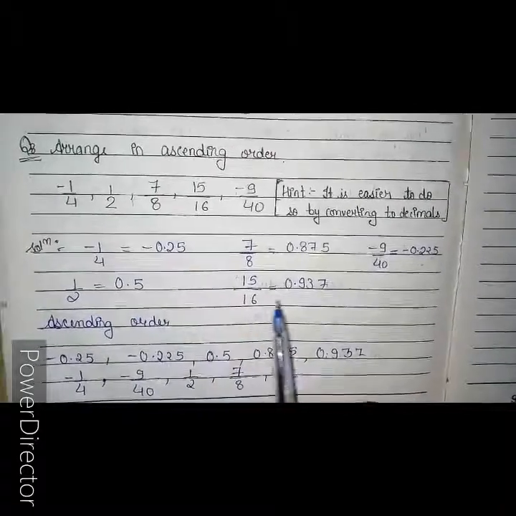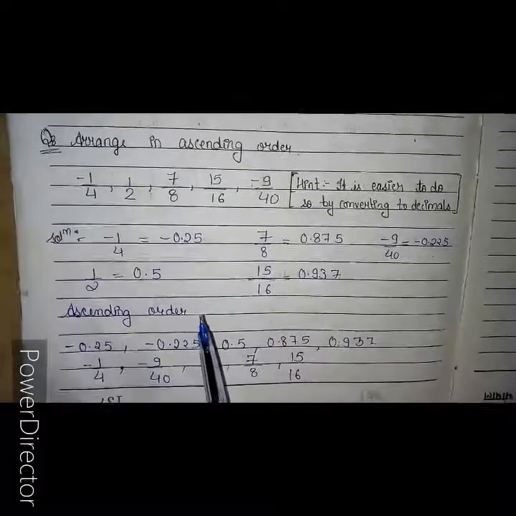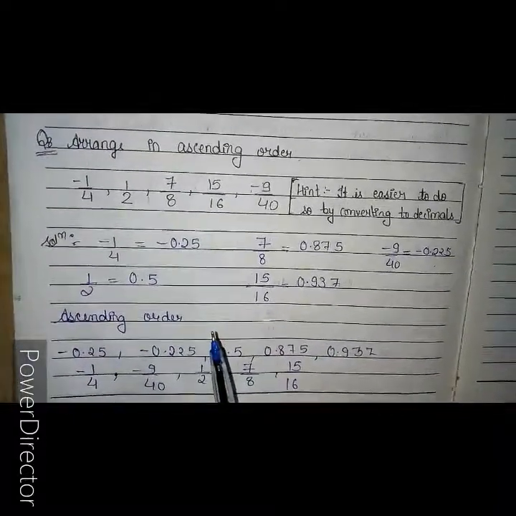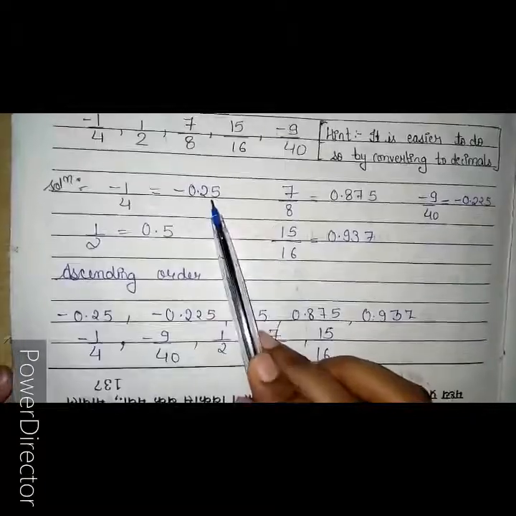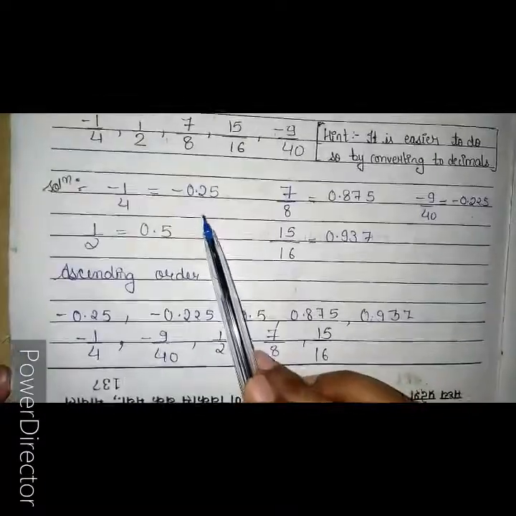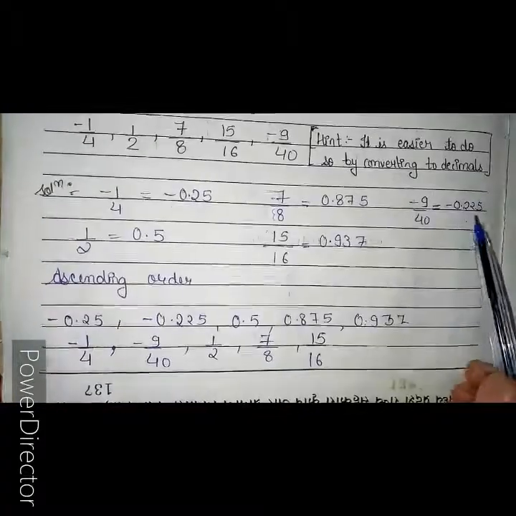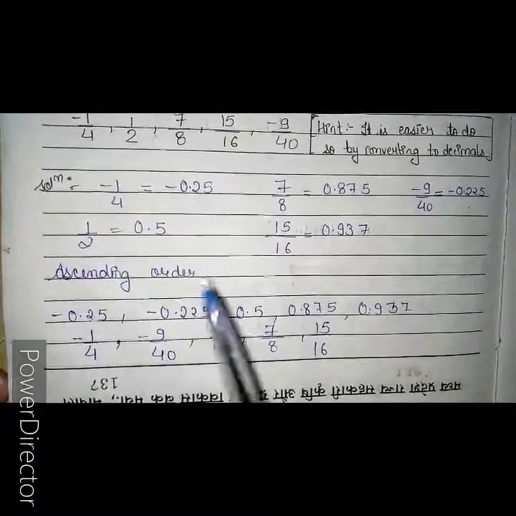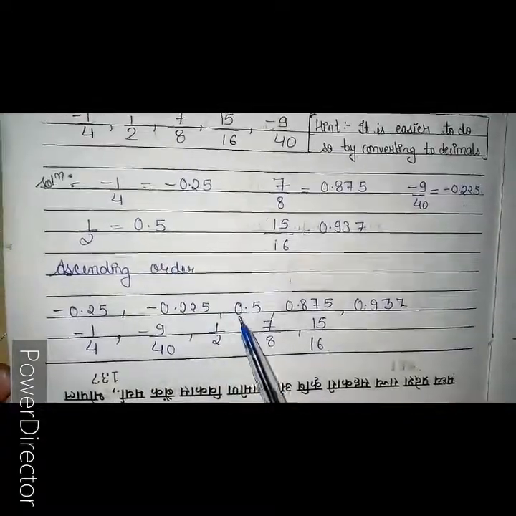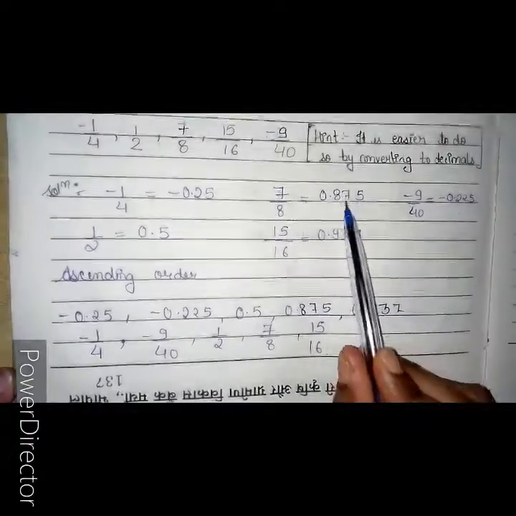Now we have to arrange these in ascending order. Ascending order means smallest to biggest. Among these decimals, the smallest decimal is minus 0.25. The next decimal just greater than minus 0.25 is minus 0.225. The next number greater than this is 0.5. The next decimal number greater than 0.5 is 0.875, and the biggest one is 0.937.